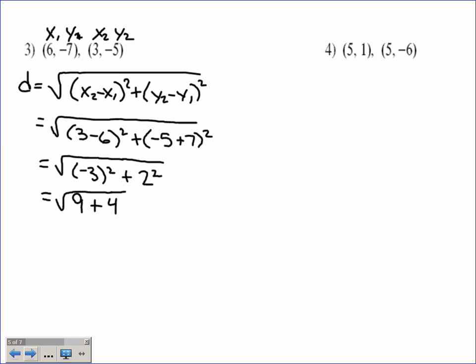What's 9 plus 4? 13. Can you simplify the square root of 13 any? Nope. But if you could, you would, right? All right. Does anyone have any questions, 1, 2, or 3? Okay. Rashad, can you help us with number 4? What color you want? Blue. Got it. What do we do first?